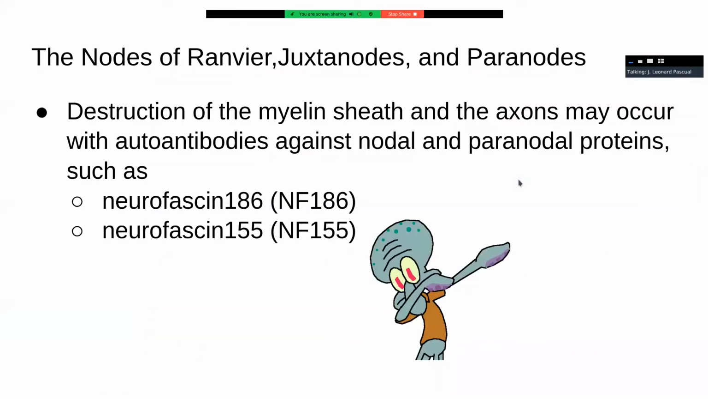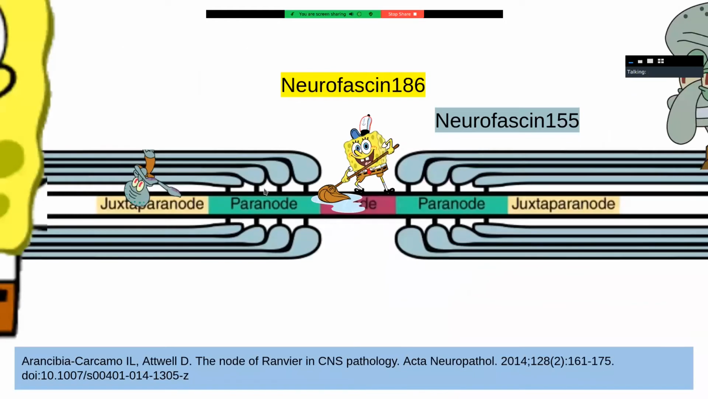Next, neurofascin 155 or NF155. As you can see here, it comes from the Schwann cell. So it comes from the Schwann cell and it interacts with the juxtaparanode part over here. So they do not interact and they should not interact.